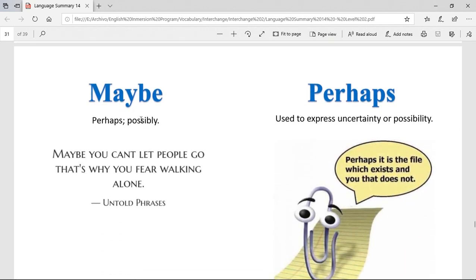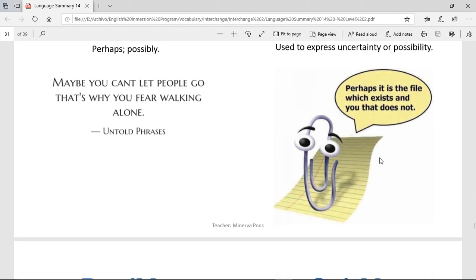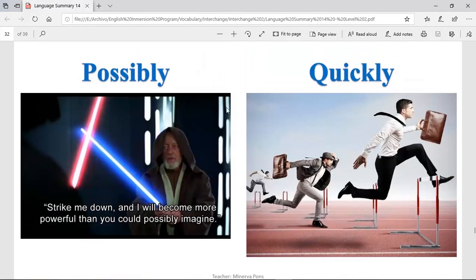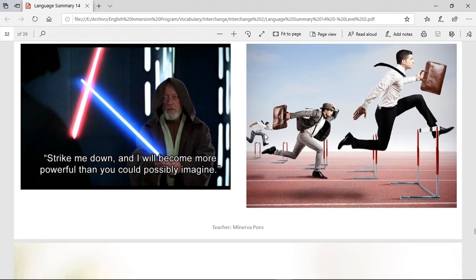Maybe, perhaps, possibly. When you use maybe or perhaps, both of them mean the same thing, is used to express uncertainty or possibility. It is possible to happen. Usually, perhaps is a bit more formal than maybe, but they mean the same thing. Possibly. Strike me down and I will become more powerful than you could possibly imagine. When you use possibly, it's for a possibility. Quickly is for being quick.